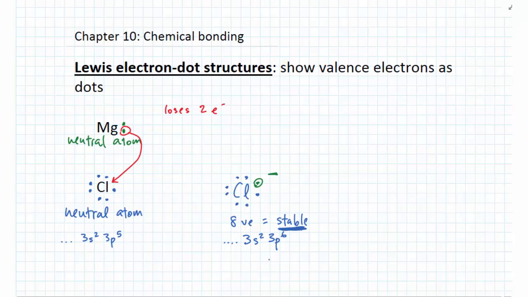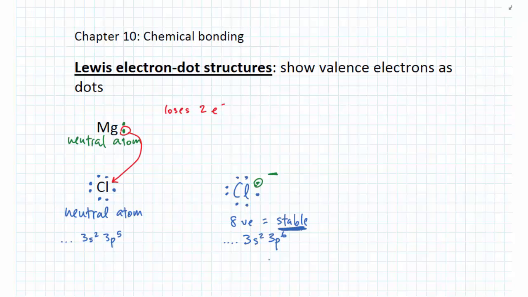If it has 8 valence electrons, that means the s subshell is full. That means the p subshell is full, and everything is balanced out and symmetrical, and everything is the way it would like to be. Okay?